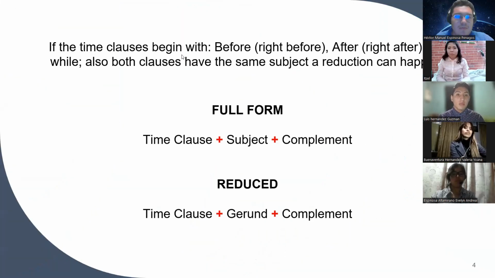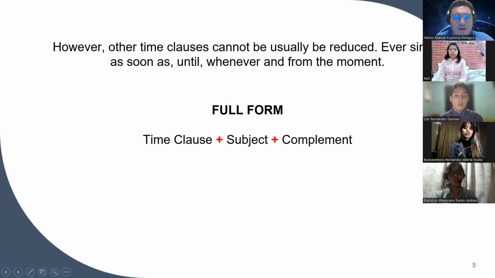Okay, we begin with time clauses that begin with before, after, and while. These clauses, if they have the same subject, can be reduced. They can use both the full form and the reduced form. The full form is formed by time clause plus subject plus complement, and the reduced form is made with time word plus gerund plus complement. Let's continue with my partner Luis.